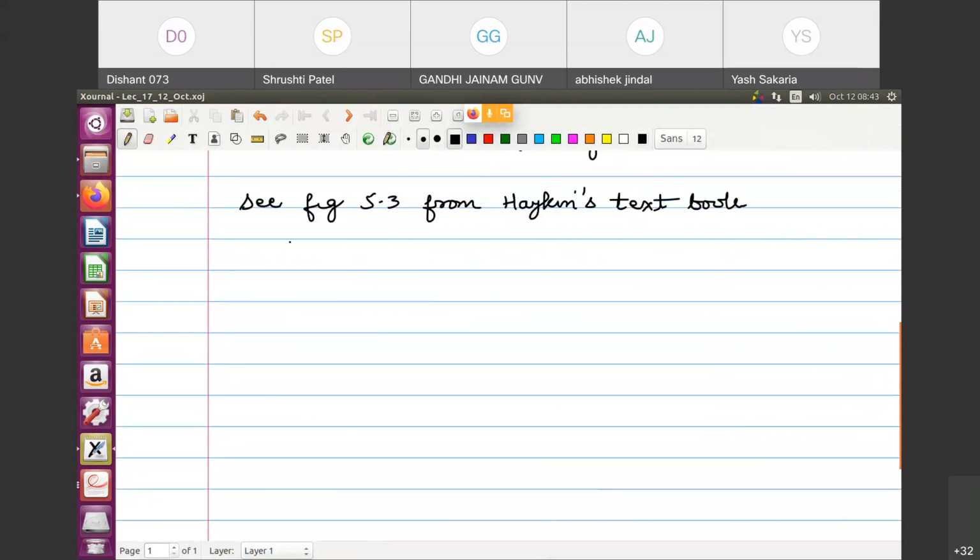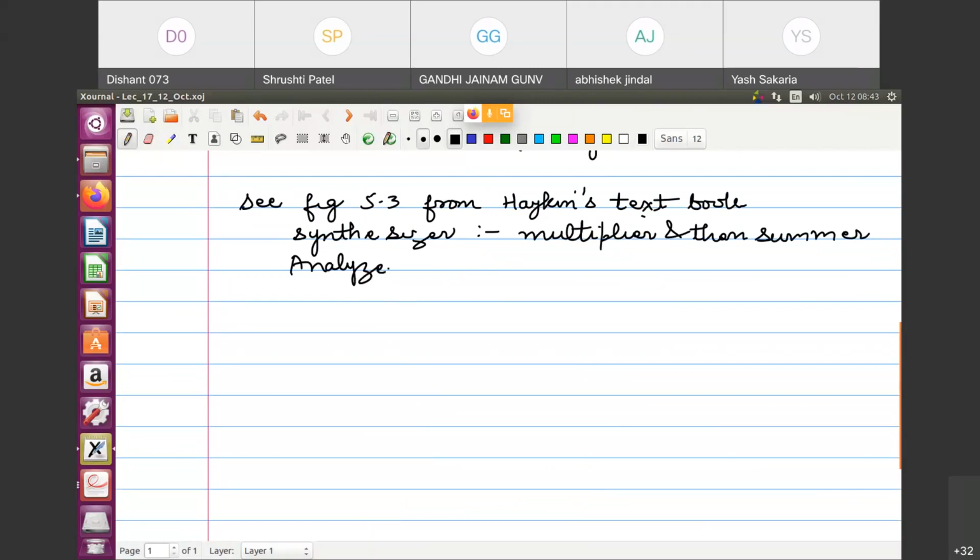So let me write it down. Synthesizer is nothing but a multiplier and then a summer. You have to just multiply and then sum. And the analyzer is product integrators. You just take the product and then integrate, or correlators.